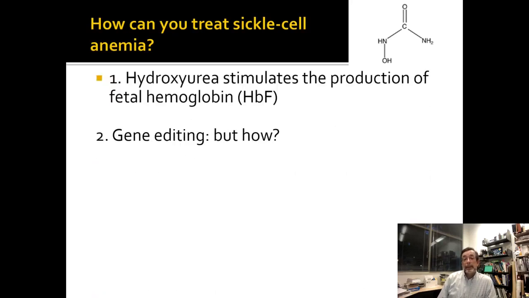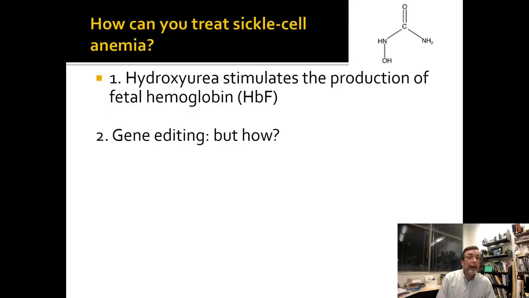Hydroxyurea will stimulate the production of fetal hemoglobin. It actually does a number of things, so it doesn't do just that. It'll also disrupt the fibrils directly. But you will see higher levels of fetal hemoglobin when you're messing with hemoglobin in general. Sometimes your body will turn on the fetal hemoglobin gene because it says, I need more hemoglobin.